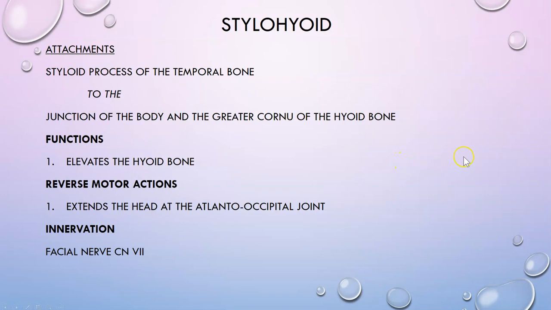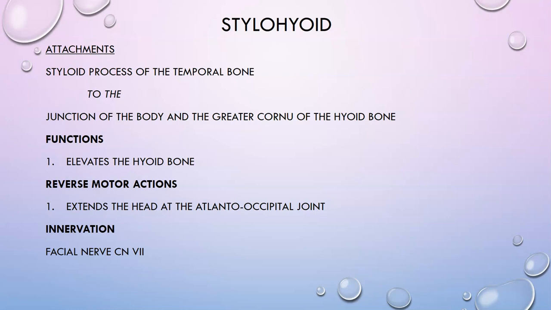The next is the stylohyoid. It attaches superiorly from the styloid process of the temporal bone to the junction of the body and the greater cornu of the hyoid bone. So body is at the front, and the greater cornu, or the greater horn, sits a little bit further back.